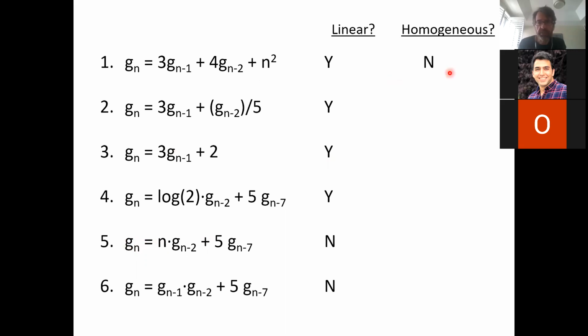So homogeneous. Okay, that's easy, right? Because this term sticks out here. Here there is a sticking-out term. Here there is not. And these are not very important whether they're homogeneous or not, but they are actually homogeneous, right? Because they're nonlinear, so we're not going to talk about how to solve them.